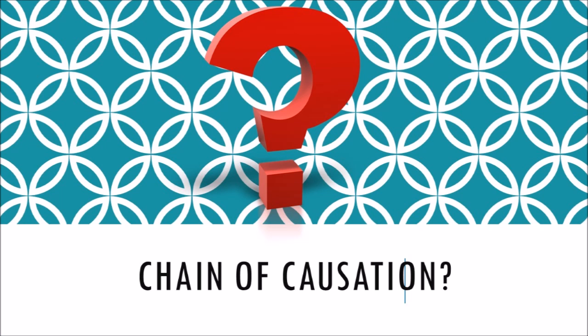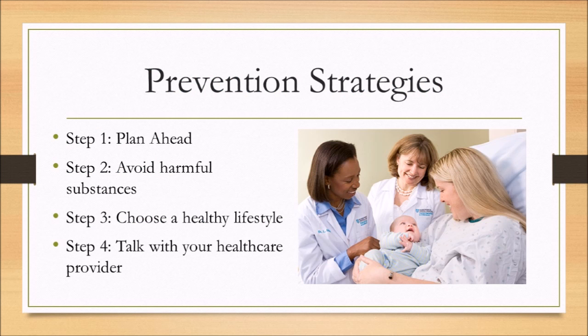The chain of causation cannot be determined because there are over 4,000 different types of birth defects that can be caused by many different factors. Theories can be made about the causes of certain birth defect cases, but there are no defined causes or cures. The good news is that there are prevention strategies you can take to prevent your baby from being born with a birth defect. Step 1 is to plan ahead.